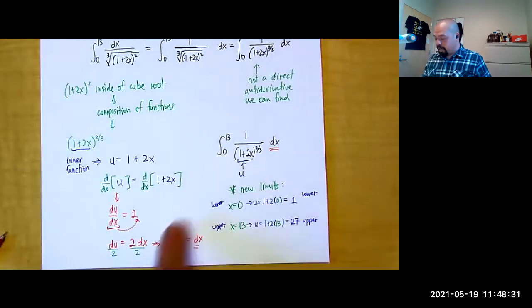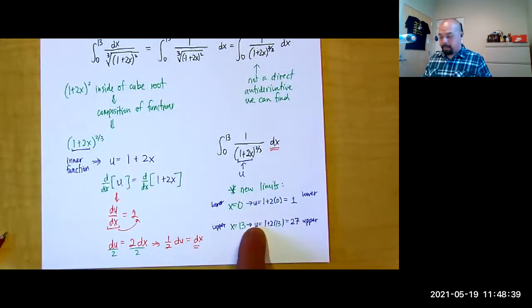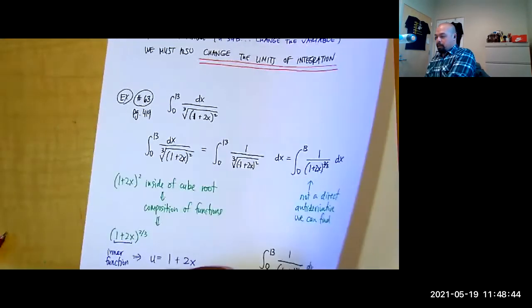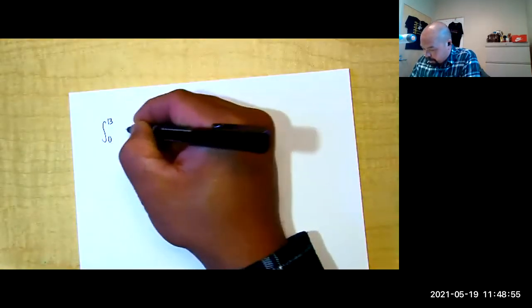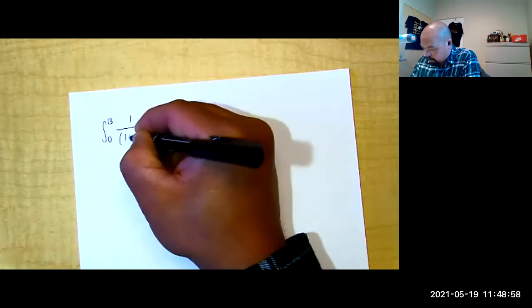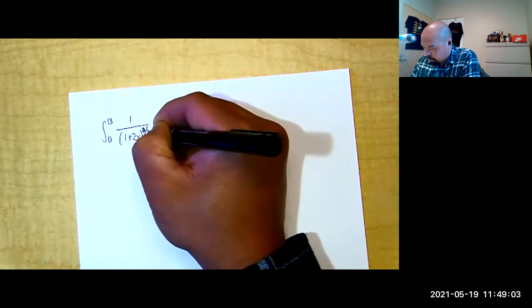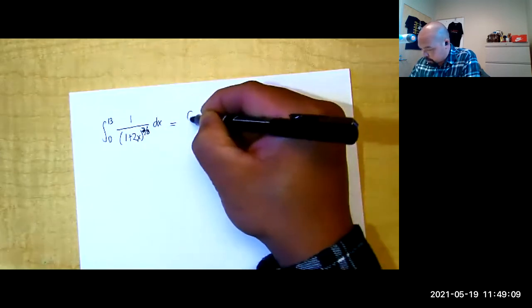So when I change my variable to u's now, du, these limits need to correspond to what's happening to u. Okay, so let's put this all on one page. I know it's a little messy here, but hopefully looking back on these notes later, it'll be able to follow. Okay, so in our problem, that integral from 0 to 13, 1 over 1 plus 2x raised to the 2/3 power, dx.